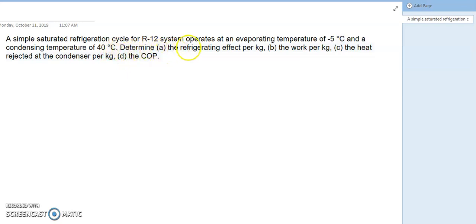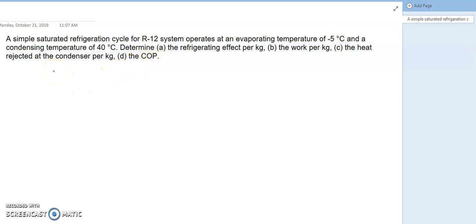Determine: A. The refrigerating effect per kilogram, B. The work per kilogram, C. The heat rejected at the condenser per kilogram, and D. The COP, or coefficient of performance.